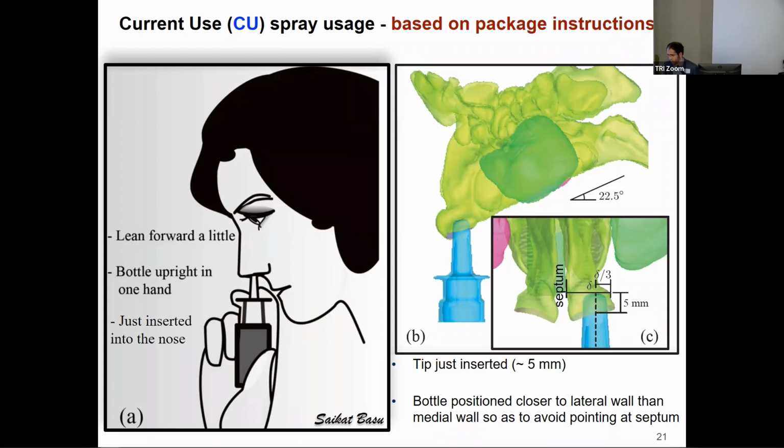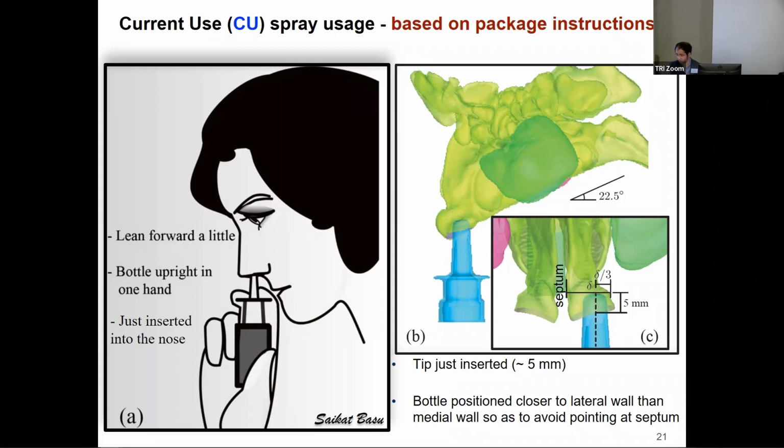The patient is supposed to incline their head forward a little. They are supposed to hold the spray bottle vertically upright and at a very shallow insertion depth into the nasal vestibule. We tried to adopt those parameters in this cartoon here. So the digital head is being inclined forward by 22.5 degrees. The bottle is held vertically upright, and it enters the vestibule and goes through a distance of 5 millimeters into the airspace. We call this protocol current use, or CU.